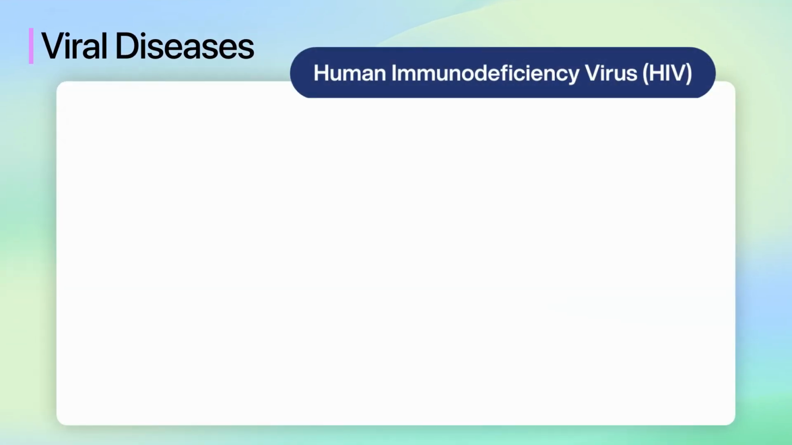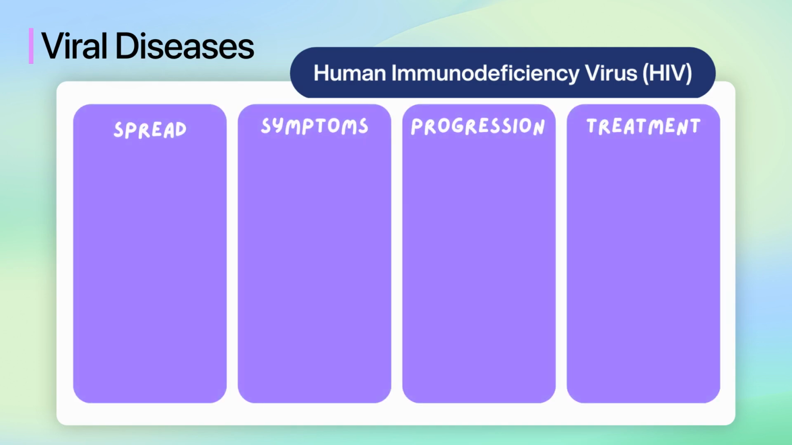HIV is a virus that targets the human immune system. It can lead to AIDS, acquired immunodeficiency syndrome, if left untreated. Understanding how HIV spreads and its symptoms, as well as its prevention strategies, are crucial for managing this virus.